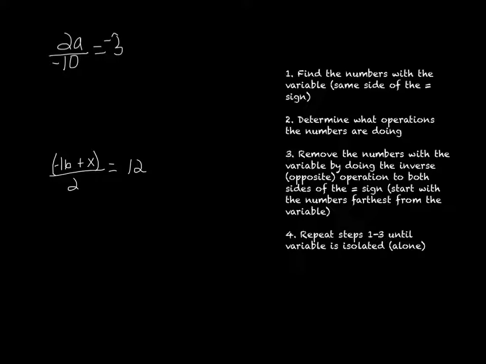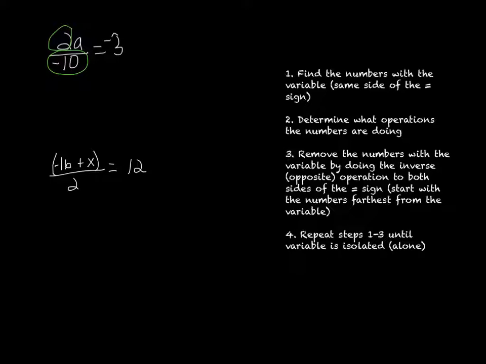Again, we're finding our numbers with our variables. This time we have a 2 and we have a -10. We're going to determine what operations the numbers are doing. The 2 and the a are multiplying. The -10 is dividing 2a. So we're going to remove the numbers with the variable by doing the inverse or the opposite operation to both sides of the equal sign. We're going to start with the number farthest from the variable. Our number farthest from the variable is a -10. And since -10 is dividing, we have to multiply by -10 both sides.